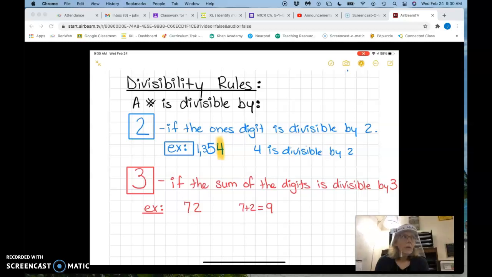Yes. So this number, 72, is divisible by 3 because when I add all its digits up, that is divisible by 3. We did one more example, 543. If I add all the digits up, 5 plus 4 plus 3, I get 12. And can 12 be divided by 3 evenly? Yes, it can. So 543 would be divisible by 3.